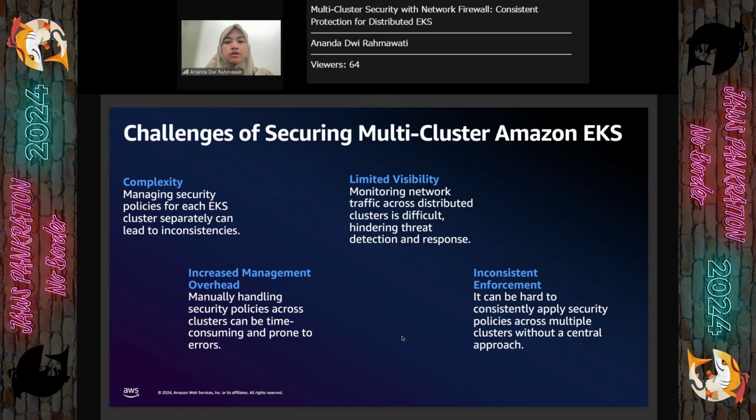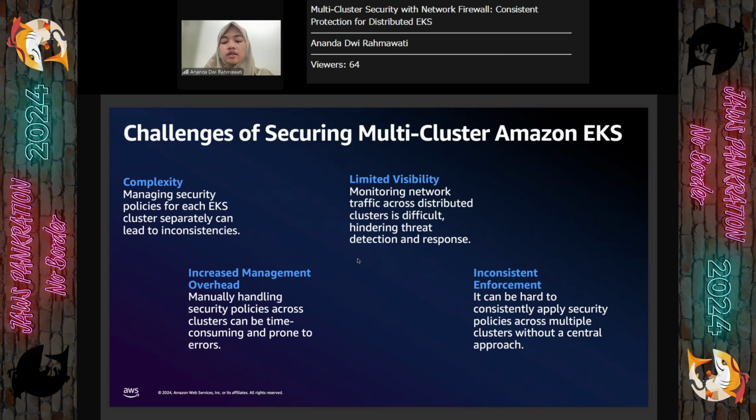And then increased management overhead. Manually handling security policy across clusters can be time consuming and prone to error. I mean, yeah, we may need to put RBAC for network policy, but how about the network policy between each of the clusters themselves? That we may need to consider also.